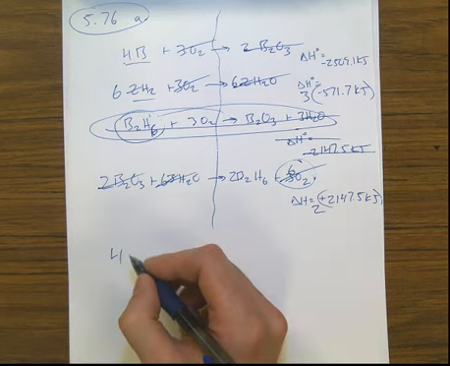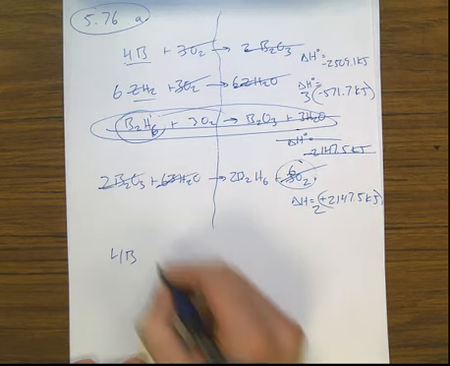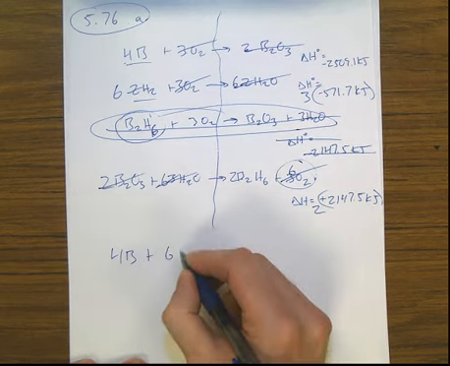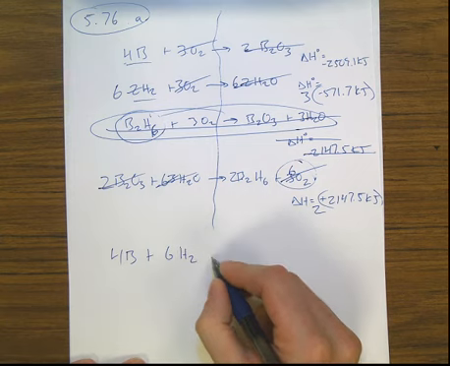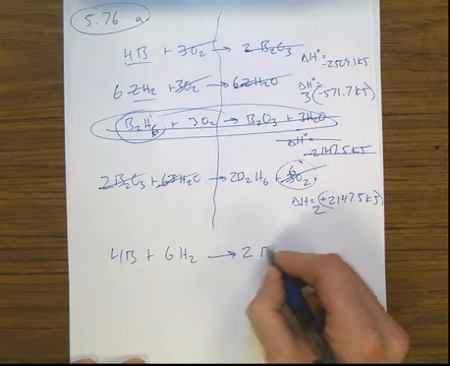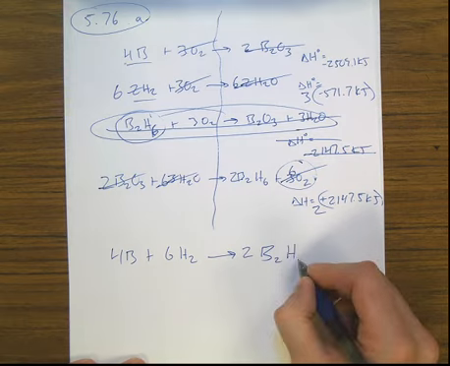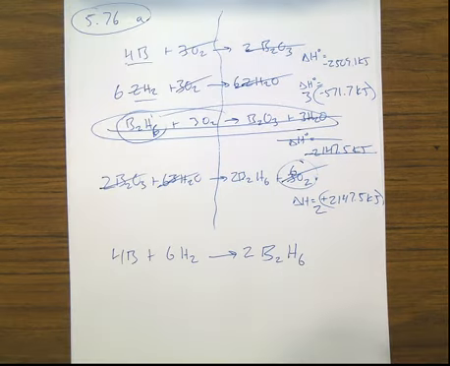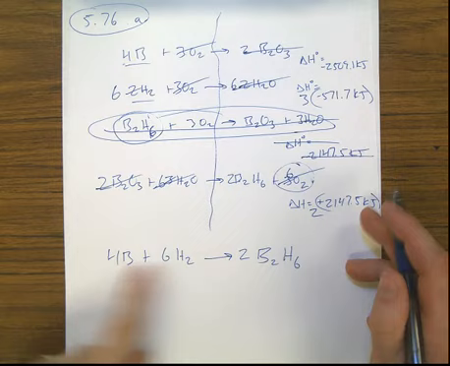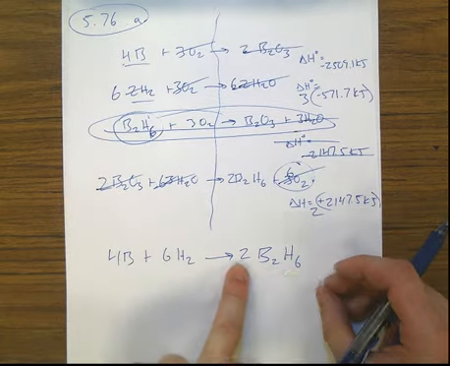All right, now let's look at the oxygens. I have 6 O2s over here, and then I have 3 plus 3, which is 6 O2s on the left. Sure enough, they can cancel out. So what am I actually left with? I'm left with 4B plus 6H2 produces 2B2H6. All right, so now this is the heat of formation, not exactly for B2H6, but for 2B2H6.